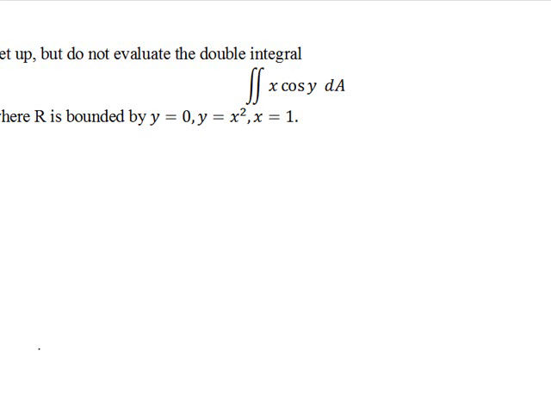Just let me point out that this region can either be horizontally or vertically simple. So because you're only setting up, I want you to set up both versions. Do both horizontally and vertically simple. Do not evaluate, just set up, okay? Let's work it out here. Draw.